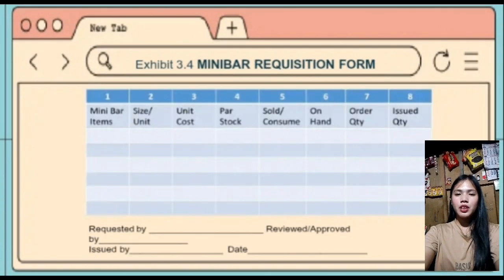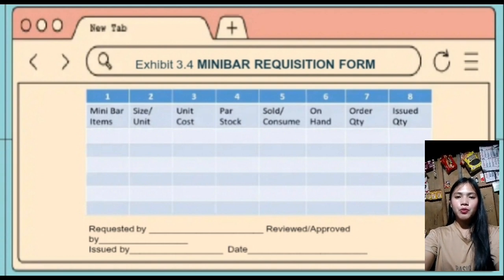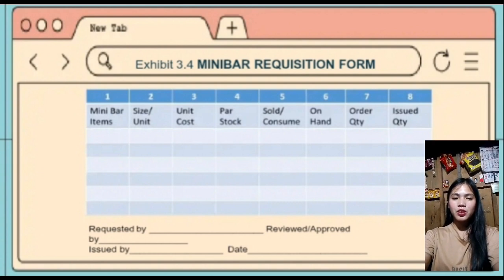After generating a sales report, attendants replenish sold stock using the minibar requisition form. These forms pre-list items, unit sizes, and costs, streamlining the process, and the established par stock may also be pre-listed.